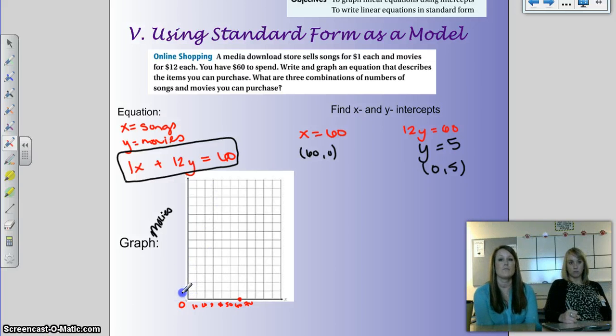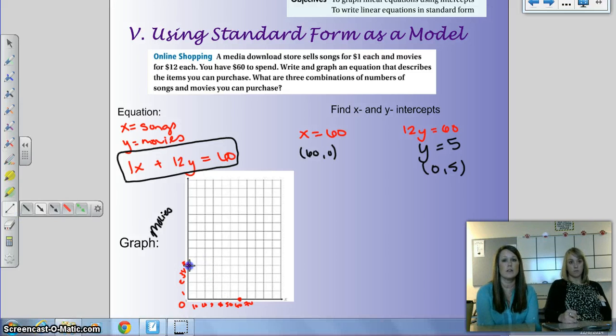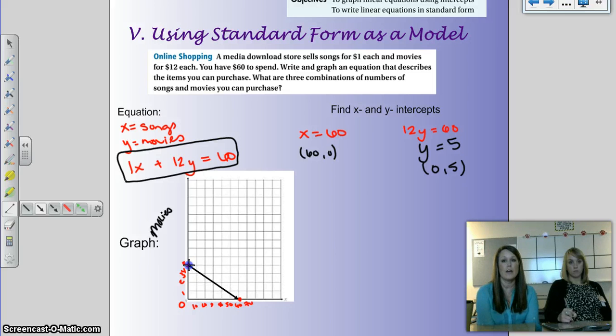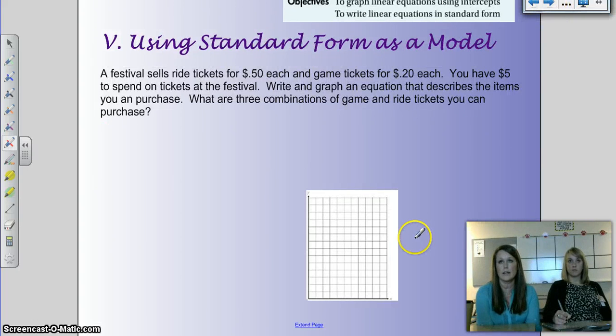I can go up by whatever I want here. We have to go quick because we only have a minute left. So 5 movies, plop it on, and connect. Now, here's something for you: you have no arrows. Sorry, I clicked the wrong one. No arrows, because you can't have more.